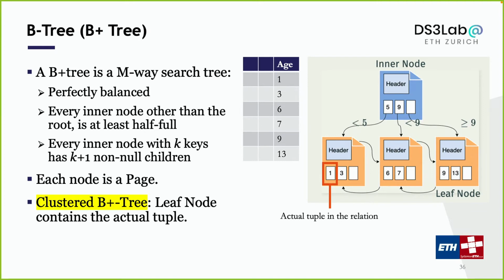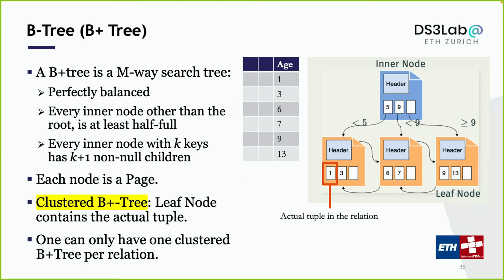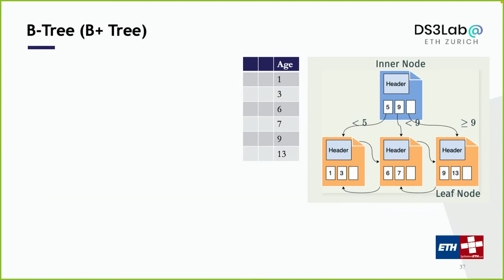The consequence of this is that you can have only 1 clustered B+ tree for each relation, because I cannot have 2 different clustered B+ trees on different attributes, since then I would duplicate my data. Every clustered B+ tree puts the real data there. I can only have 1 clustered B+ tree for every relation. I could have a whole bunch of unclustered B+ trees for the same relation, because all I'm storing is the pointer. Makes sense? There's clustered, there's unclustered.